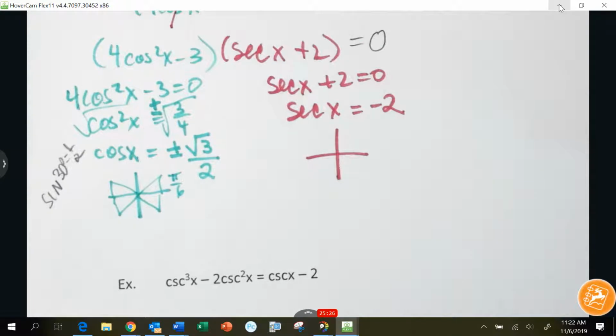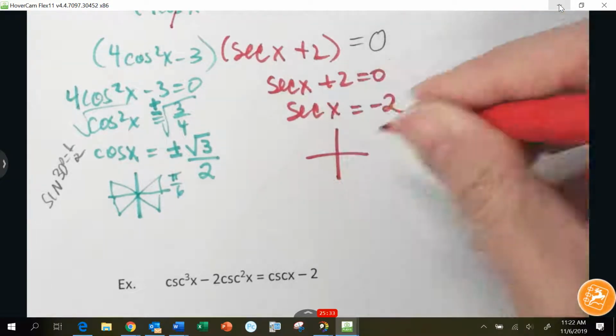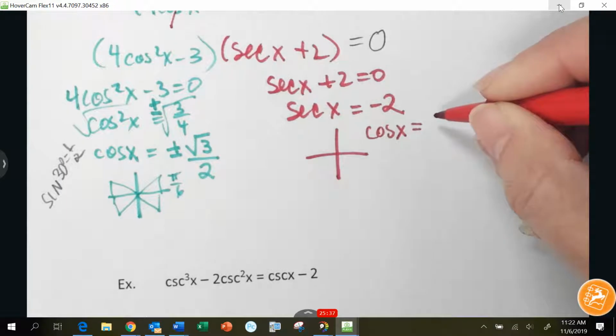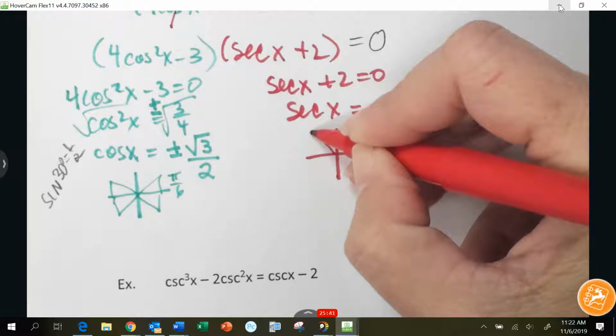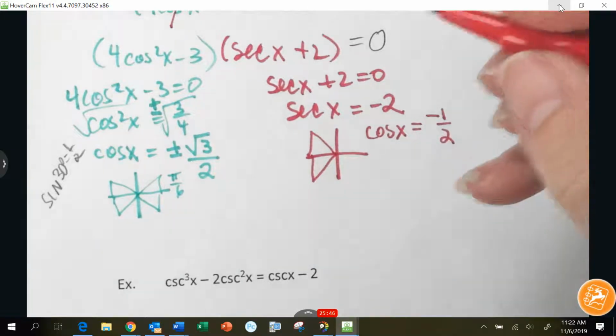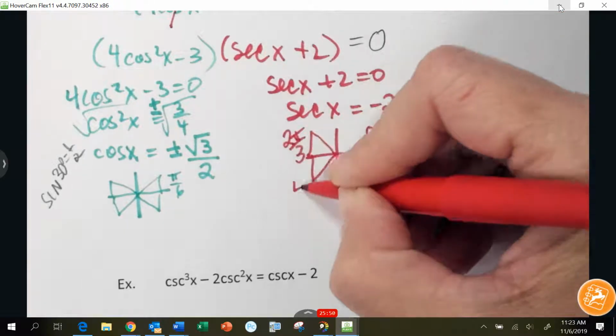And then secant. You know what? I don't have my secants memorized. I don't. But I know my cosine. So if I change this to cosine, x equals, what's it going to equal? It's going to be negative a half. I feel like we just did that on the other side. Did we not? What angles were those? So the pi over 3's. This will be 2 pi over 3 and 4 pi over 3.